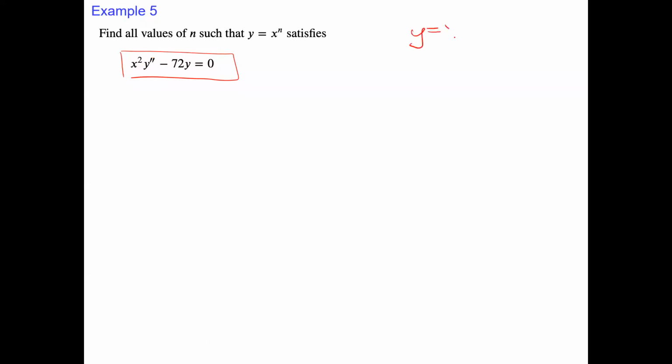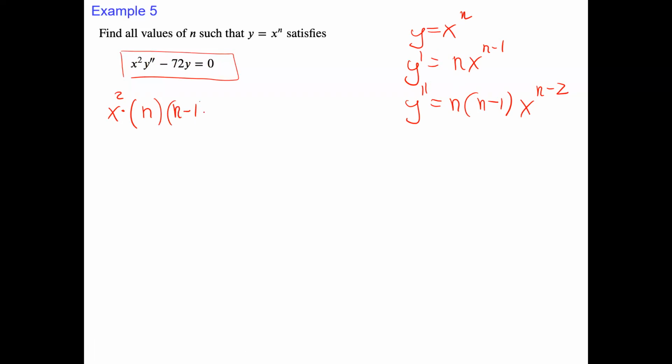We will need y, that's given. We will need the first derivative to get the second derivative. The first derivative is n x to the n minus 1, and the second derivative is n times n minus 1, x to the n minus 2. Let's substitute: x squared times the second derivative, I can write it this way because I don't have the expanded form, minus 72y, and y is x to the power of n, so 72x to the power of n equals 0.